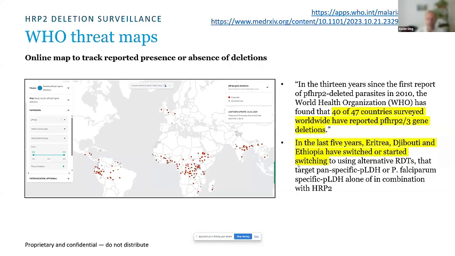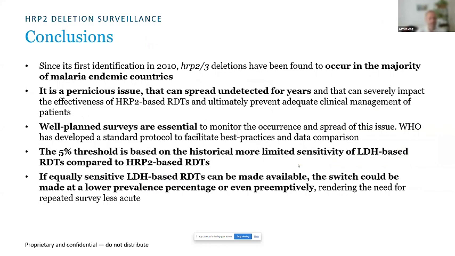And in the last 5 years, not only Eritrea, but also Djibouti and Ethiopia had to switch to alternative RDTs because of this issue. So I'll stop here, but in conclusion, since it was identified in 2010, this HRP2/3 deletion has been found to occur in actually the majority of malaria endemic countries, or P. falciparum endemic countries. It's sort of a pernicious issue because if you don't look for it, it can spread in an undetected manner relatively easily until it actually severely impacts the effectiveness of HRP2-based RDTs and ultimately your ability to adequately diagnose and treat patients.